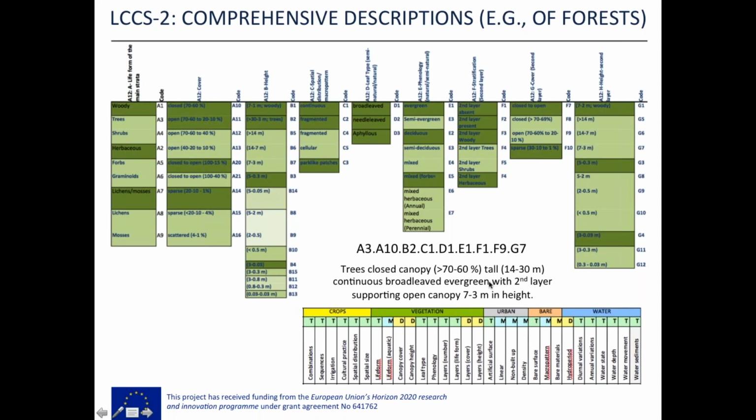If you don't have LiDAR, it simply becomes trees, closed canopy, tall, continuous, broadleaved, and evergreen. So you can chop and change as you like.